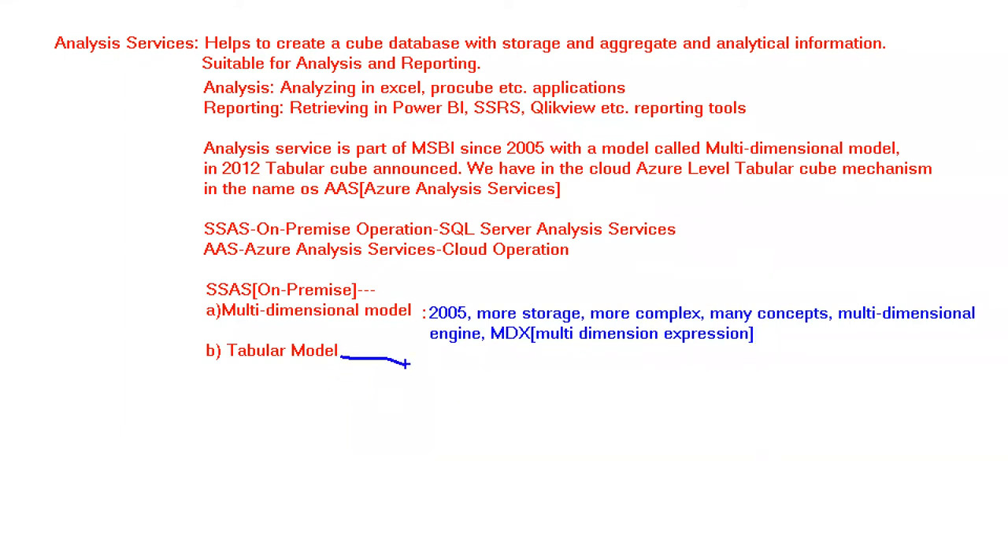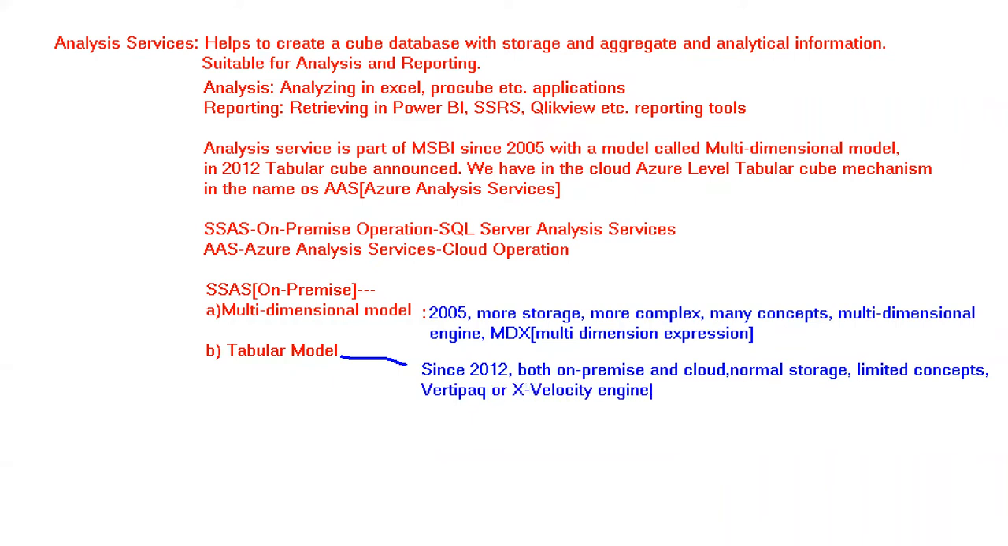And tabular model, since 2012, both on-premise and cloud are available. Normal storage, limited concepts, not more concepts. And the VertiPaq or xVelocity engine. This is the fastest engine. And DAX language. This is what we have. Then why do companies prefer Tabular Cube and Power BI?